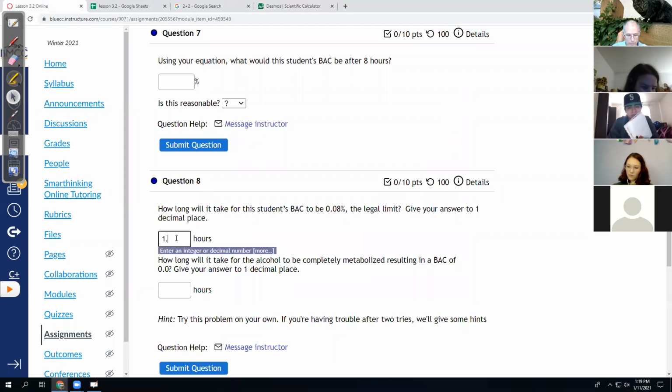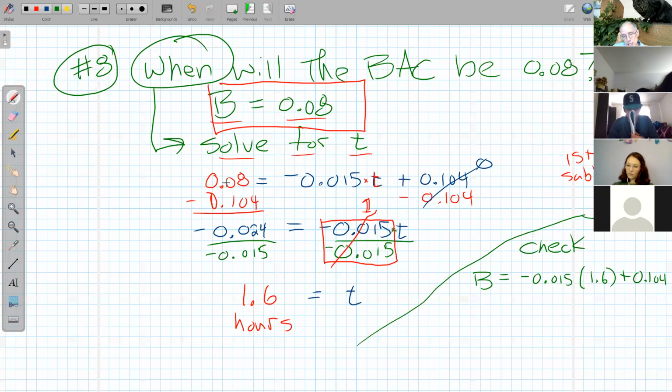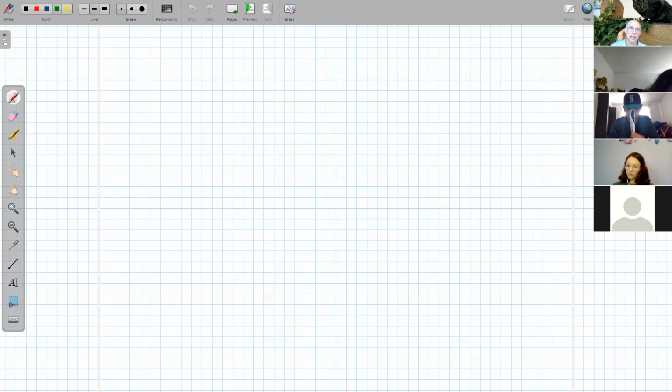There we go. The other answer, when will it be 0? That's pretty similar to what we just did, but we put a 0 over here to solve. And I'm going to leave that for you guys to try. It's the same steps we just did, except I'm going to have a 0 equals negative 0.015 t plus the 0.104.